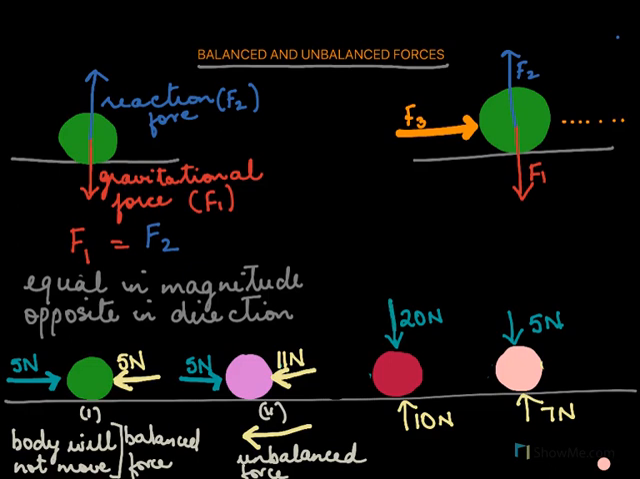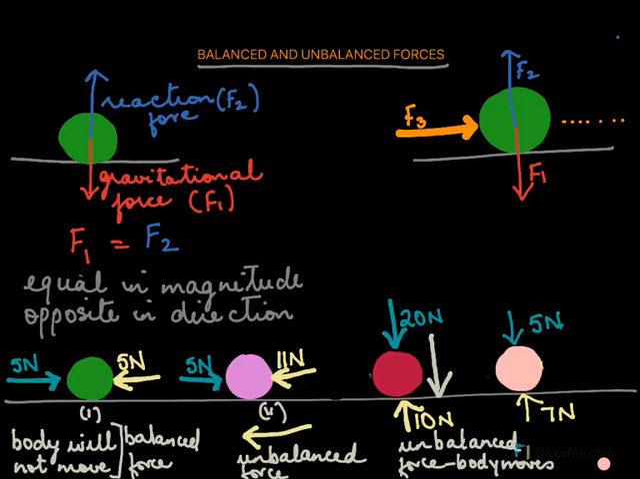Now in the next example, we have 20 newtons acting downwards, and we have 10 newtons acting upwards. Stop for a moment and tell me, how will the body move? You'll definitely agree that the body is now going to move in the downward direction. Would you call these balanced forces? No, these are not balanced forces. This is an unbalanced force. And because it is an unbalanced force, the body moves.